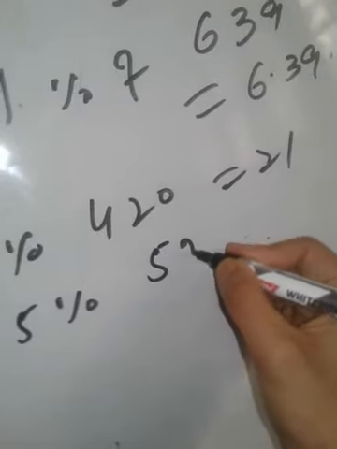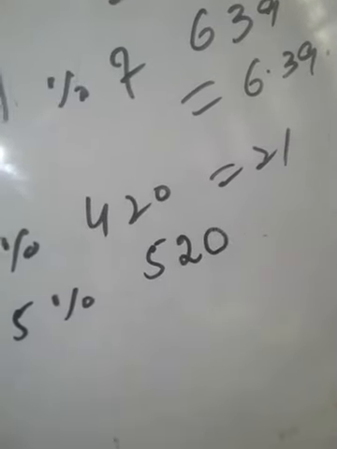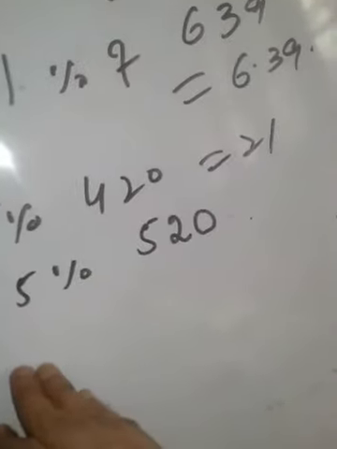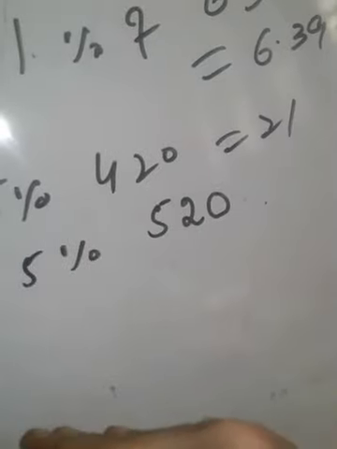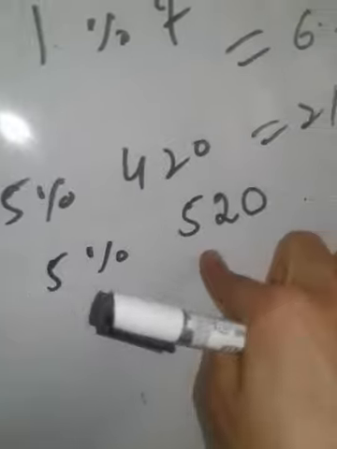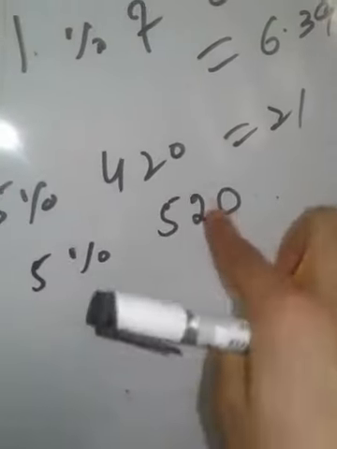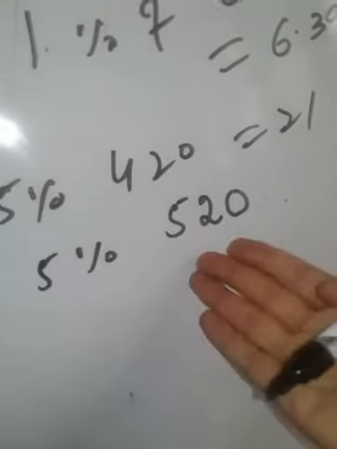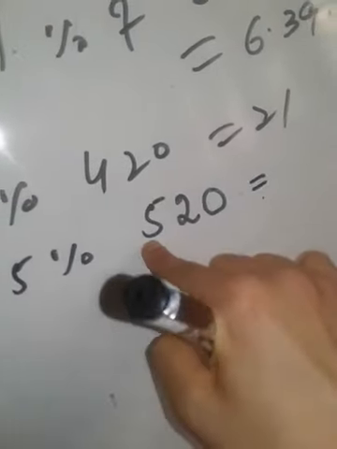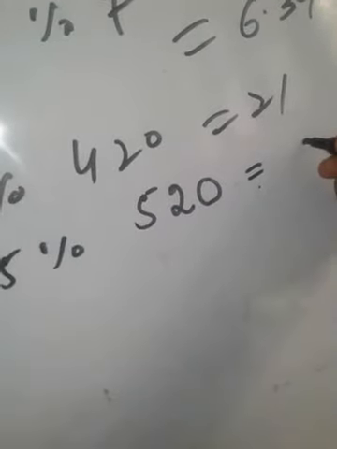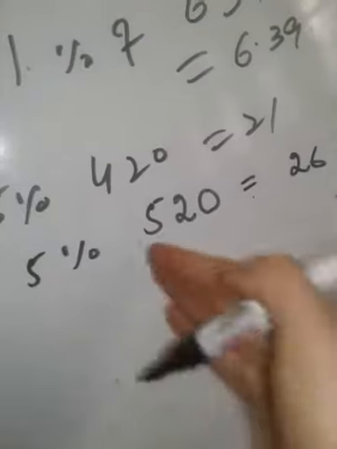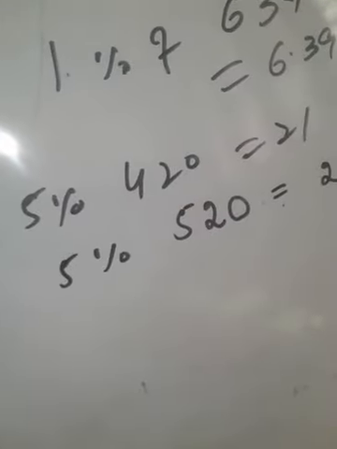Suppose you need to find 5% of 520. Later I will show you some important percentage tables. I will discuss it later. 5% of 520: what is 10%? Just 52. What is its half? Find the half of 52. It is 26. 5% of 520 is 26.